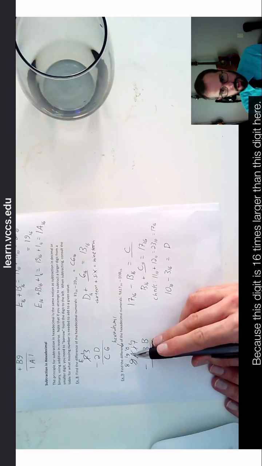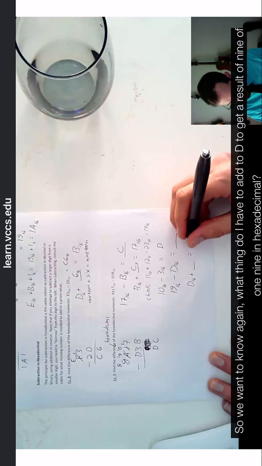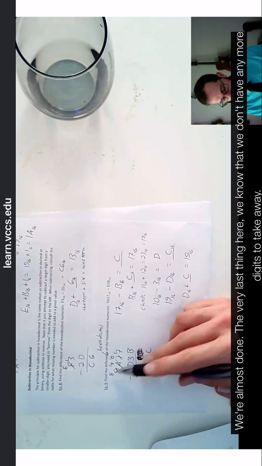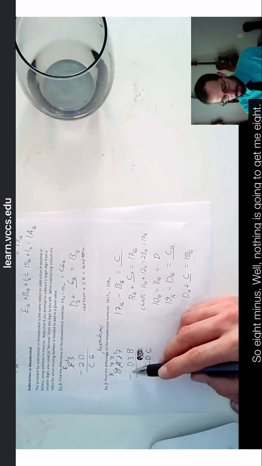Now the 1, like a mistake I made on the previous example, actually corresponds to 16, right? Because this digit is 16 times larger than this digit here. So we're trying to do 19, represented in hexadecimal, and subtract D, represented in hexadecimal. So we want to know, again, what thing do I have to add to D to get a result of 19 in hexadecimal? Let's go back to that beginning page. D plus what gets me 19? It looks like C will get me 19. So when I do 19 minus D, the result that I get is going to be C. We're almost done. The very last thing here, we know that we don't have any more digits to take away, so 8 minus nothing is going to get me 8.